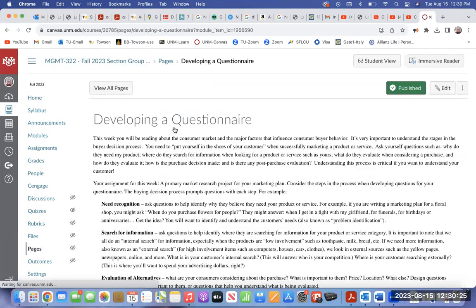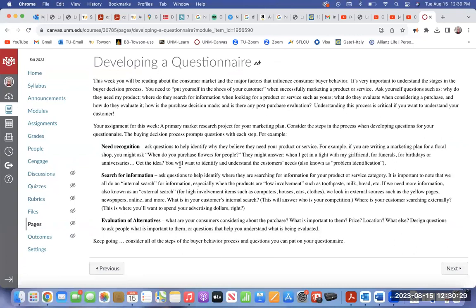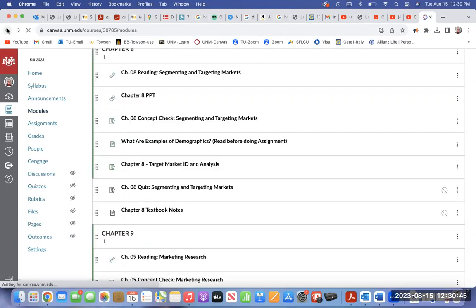Now, this is not very difficult, but when we do it, we start thinking about the customer and putting ourselves in their shoes. So what do they actually need? How do they search for information? How do they evaluate that information?